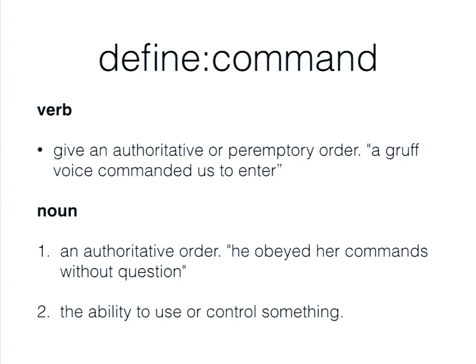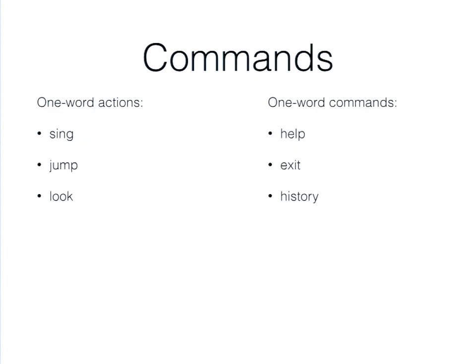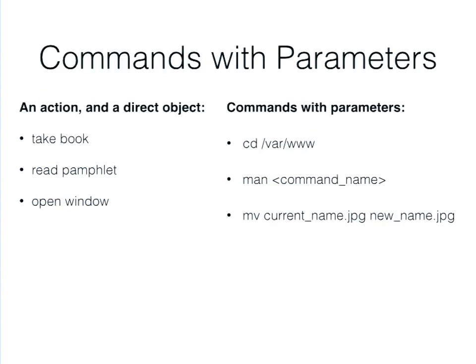We type in commands. This can be thought of as either a verb or a noun. Commands might be one-word actions, like sing or jump or look. At the actual command line, I might say help. If I want to get the heck out of there, I type exit, and it will close the command line. Or history, which is one of the ones that I mentioned earlier, to give you a list of everything that's happened.